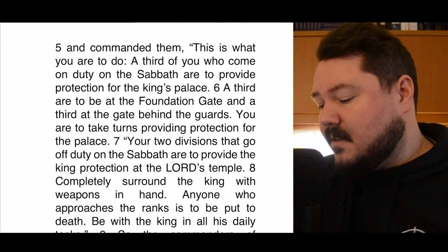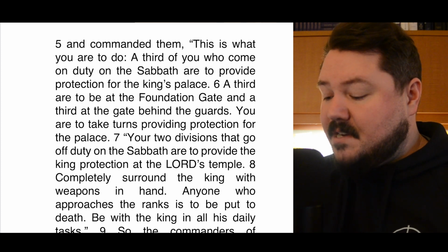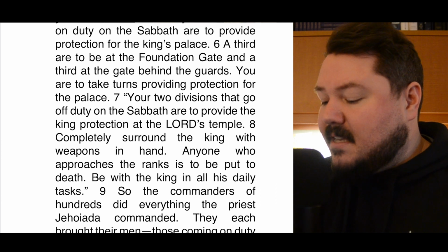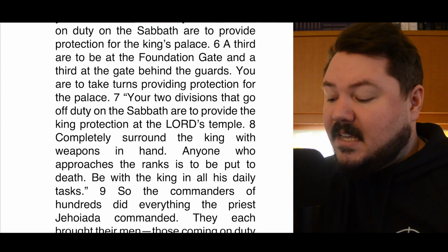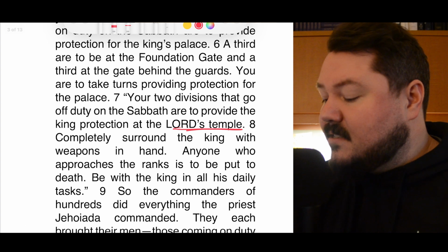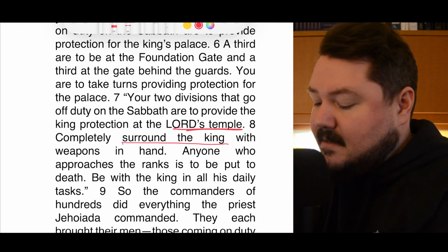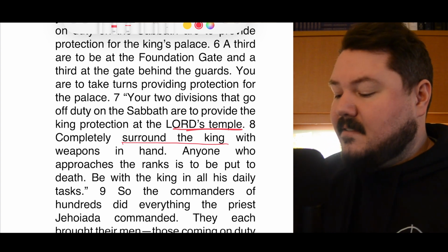A third of you are to come on duty on the Sabbath and are to provide protection for the king's palace. A third are to be at the foundation gate, and a third at the gate behind the guards. You are to take turns providing protection for the palace. Your 2 divisions that go off duty on the Sabbath are to provide the king protection at the Lord's temple. Completely surround the king with weapons in hand. Anyone who approaches the ranks is to be put to death. Be with the king in all his daily tasks."